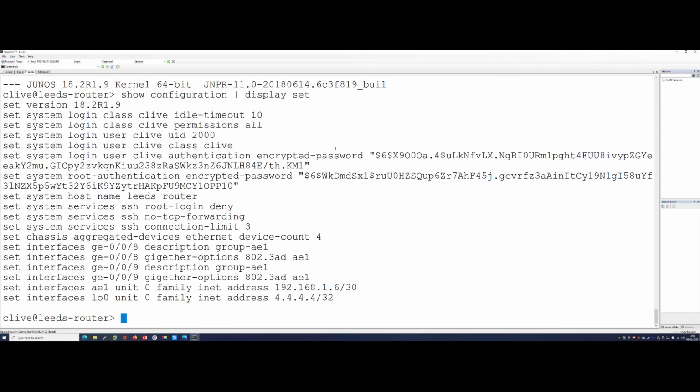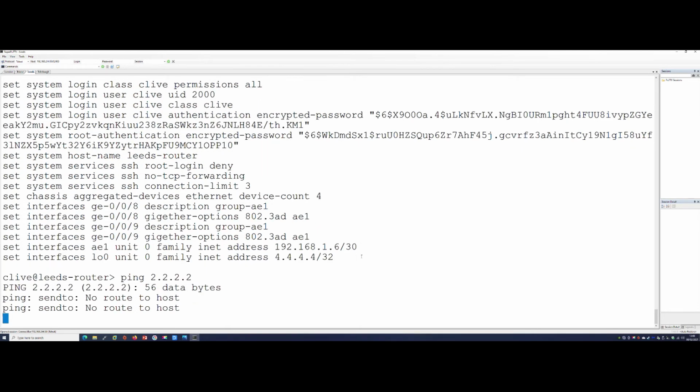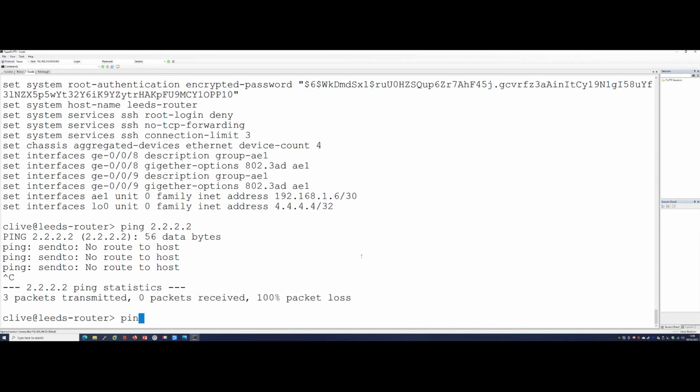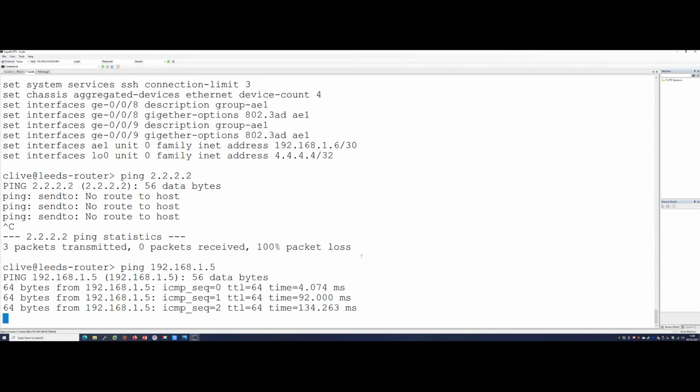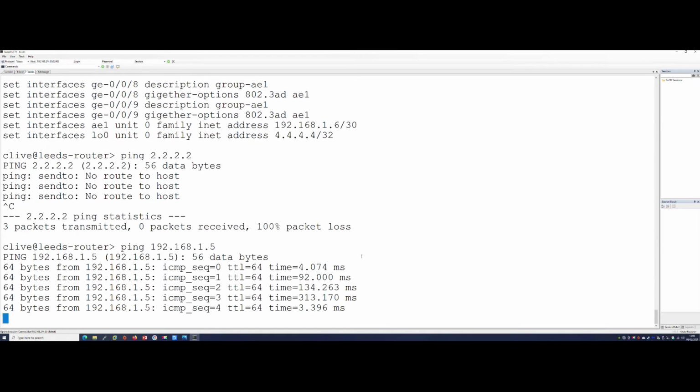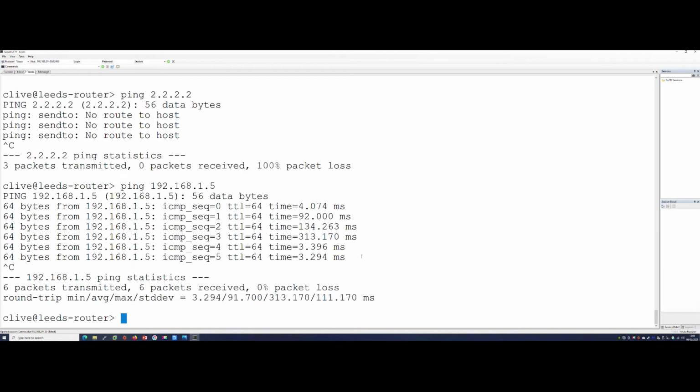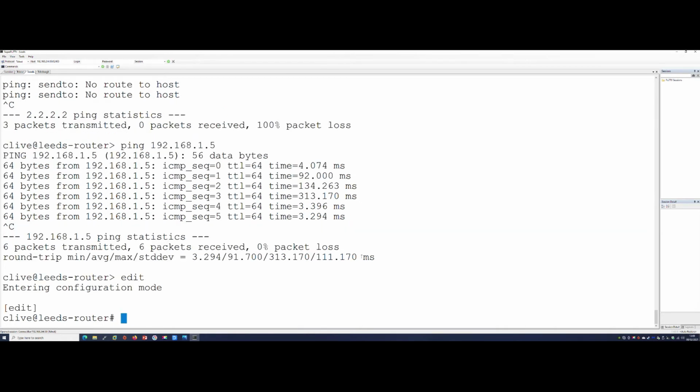So as you can see, it's a very basic configuration there, but here's our 4444. Now, if we were to try and ping 2.2.2.2, there is no route there, and it just doesn't exist. We can still ping 192.168.1.5 because that's the other end of our aggregated Ethernet interface. Okay, so let's configure it up on this one as well.